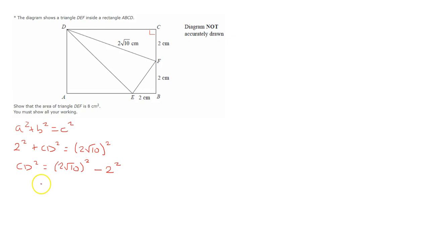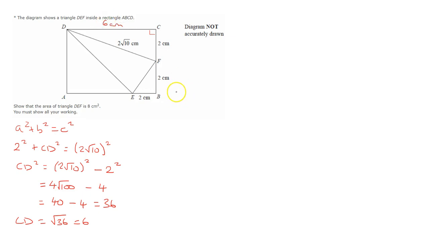Now if we work that out, (2 root 10) squared is 2 squared, which is 4, times root 10 squared, so root 10 times root 10, which is root 100. So we've got 4 root 100, take away 2 squared, which is 4. Now the square root of 100 is 10, so 4 times 10 is 40, so 40 minus 4 is 36. Now if CD squared is 36, that means that CD is the square root of 36, which is 6. Now if I label that on my diagram, that means that this length here is 6 centimetres.